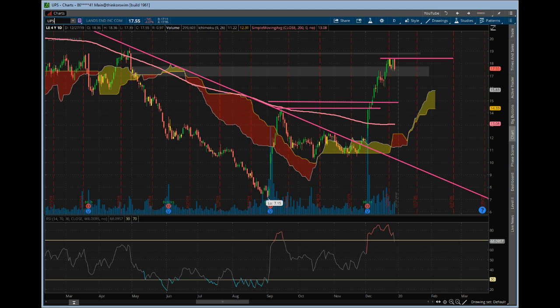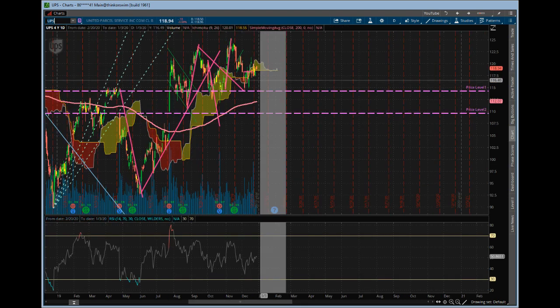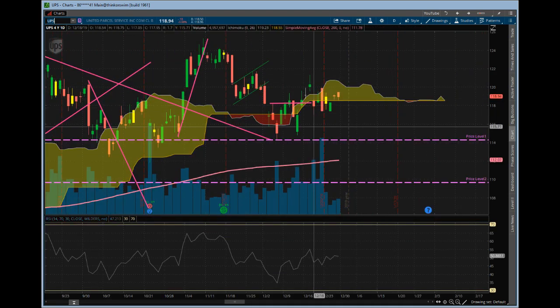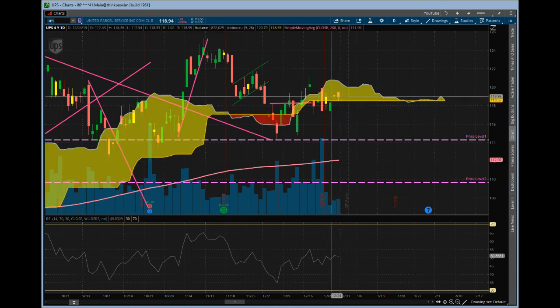Okay, UPS. UPS has just kind of been doing its thing. It's been chopping around, right? We had a bear flag right here that moved it down, and then it's just been kind of testing some levels. It's really just been jumping all over the place. So it's been risky, just kind of macro-wise with its dealings with Amazon and stuff like that. So it's been a little on edge, but it is holding cloud support right now, which is right here at this 118.50 level. So see if it continues to hold that, and then maybe it can get out of the cloud over that 120 level.